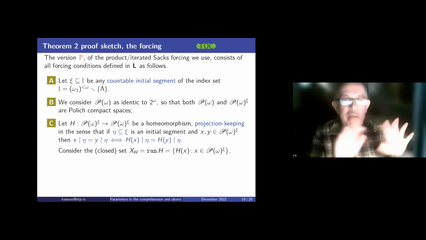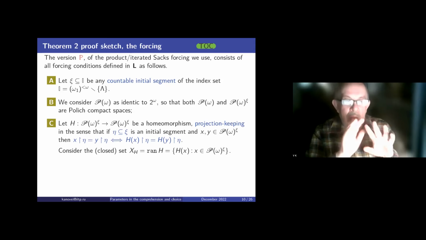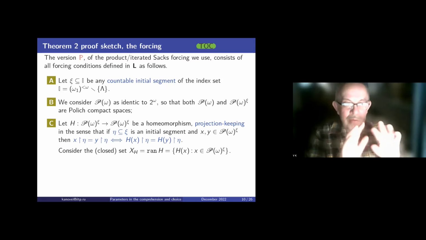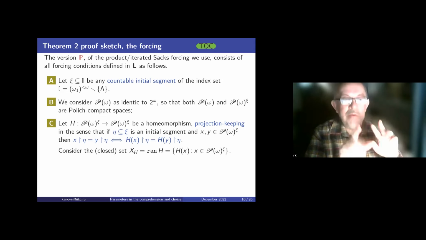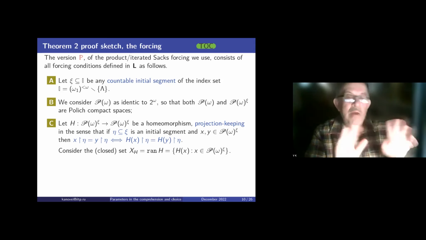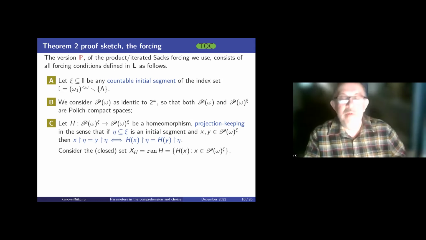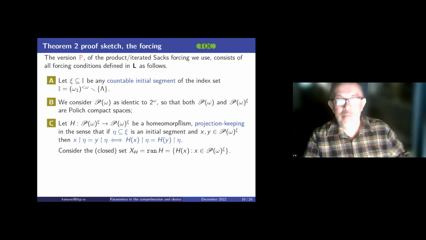Now the key definition. Consider some kind of homeomorphism from this P of omega to psi into itself. Homeomorphism by compactness is just a one-one continuous function, but not necessarily onto. I call it projection keeping if it kind of honors the equality of projections.